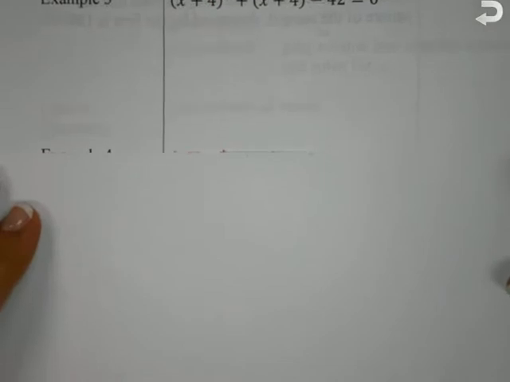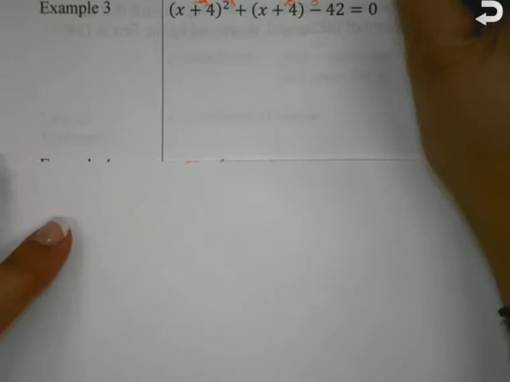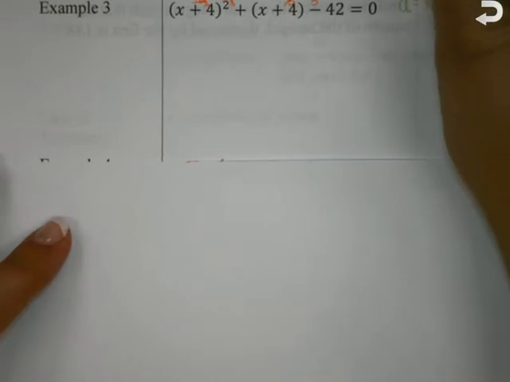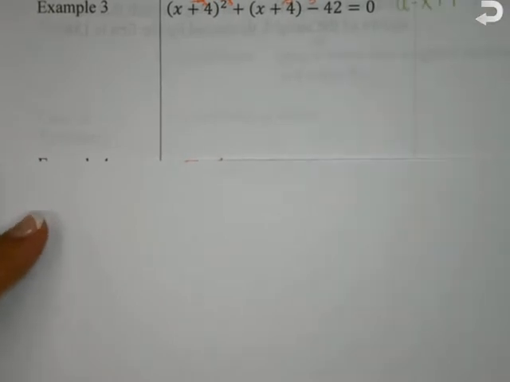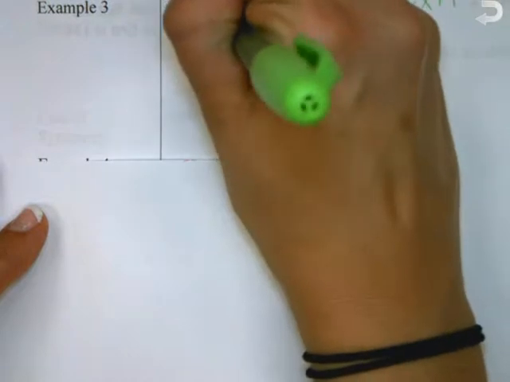Example 3. We have (x plus 4) squared plus (x plus 4) minus 42 equals 0. What am I going to let a equal in this one? Good, x plus 4. So that's going to give me a squared plus a minus 42 equals 0.